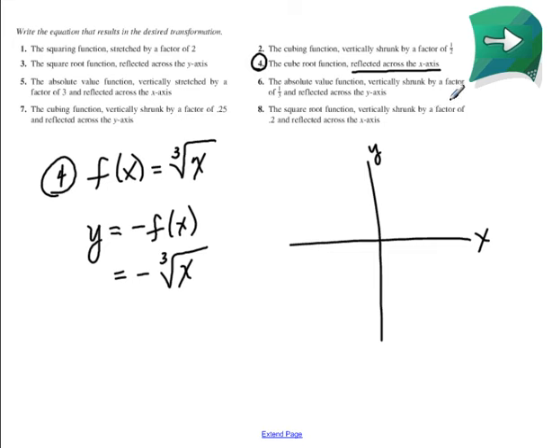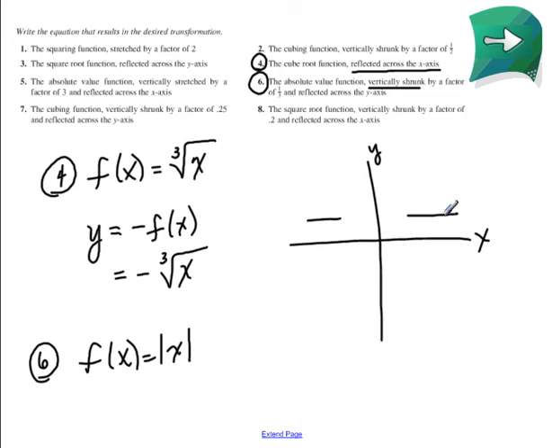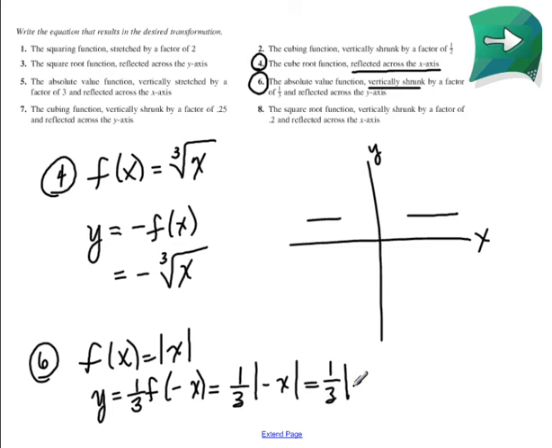Now, number 6 says to do the absolute value function, so our basic function is absolute value of x, vertically shrunk by a factor of 1/3. So vertically shrinking is the outside change, that is, we're multiplying the y values by 1/3 and reflecting across the y. Well, to reflect across the y-axis, the x values are opposite. So to reflect across the y, we're going to have to take the opposite of x. So what we're really trying to find here is 1/3 f of negative x, which in this case would be 1/3 times the absolute value of negative x. But actually the absolute value of negative x is the same thing as the absolute value of x, so either one of those would be acceptable.